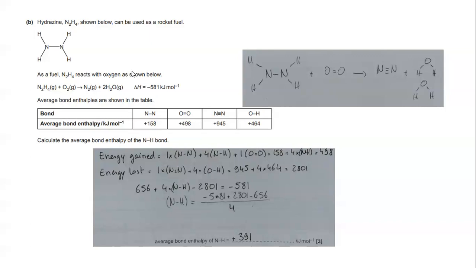So overall, the energy gained minus the energy lost equals the enthalpy change of reaction. So the energy gained is 656 plus 4 times the unknown NH bond enthalpy, minus 2801 is minus 581. So if you make NH the subject of the equation, you will find plus 391 kilojoules per mole.